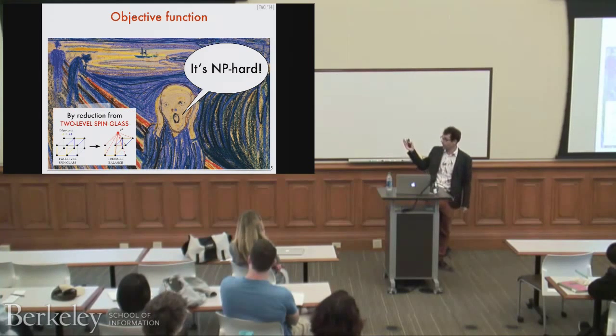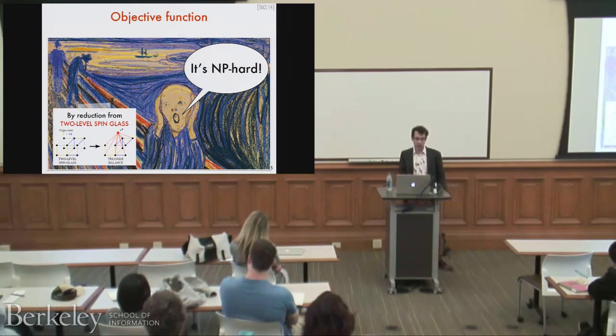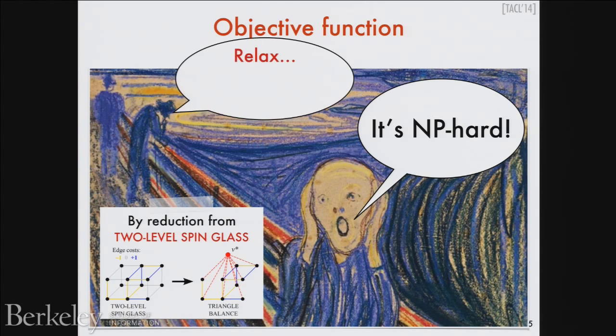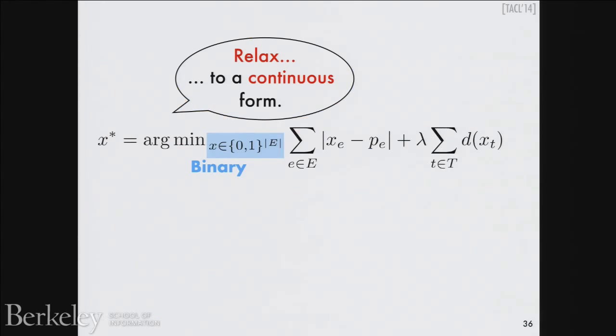And we can show that with this cute reduction from a spin glass problem. But I don't want to obsess on the bad news here, but instead highlight that there is a solution. And as so often, the solution is to relax. And in this case, it's to relax the problem to a continuous form. So here's what I mean by that.